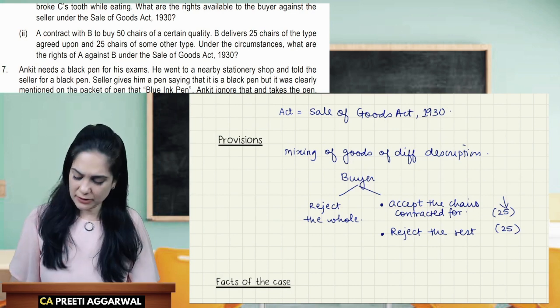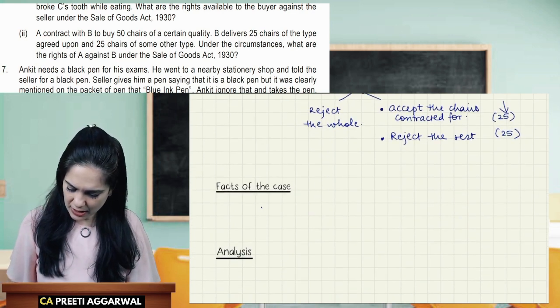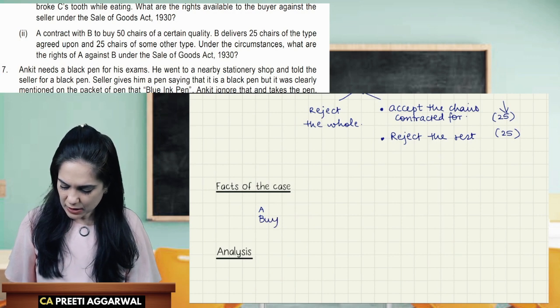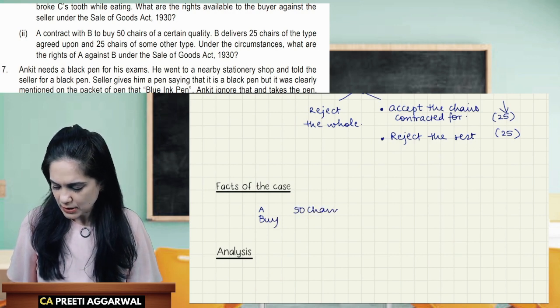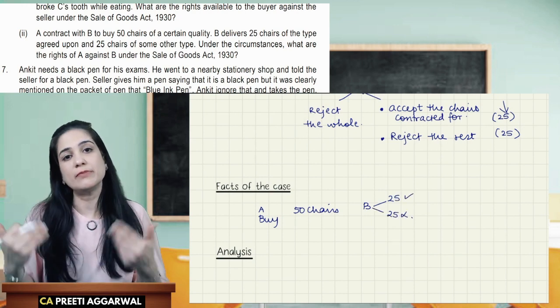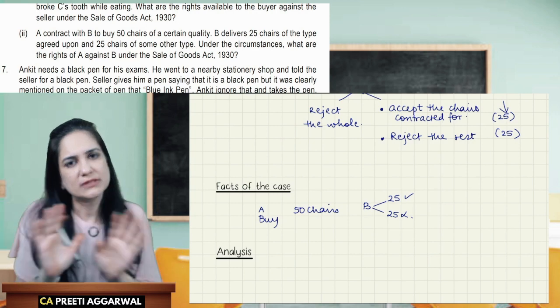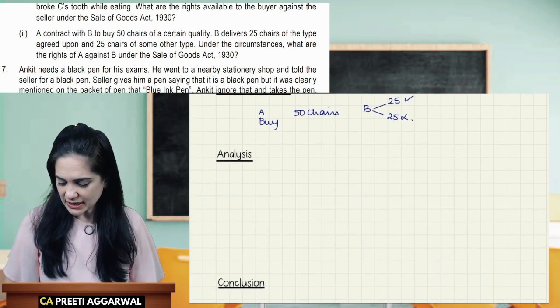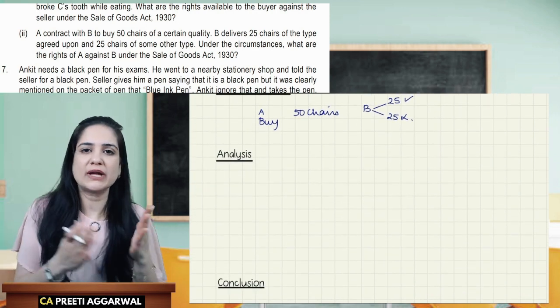A contracted to buy 50 chairs. But B provided 25 chairs which matched the description and 25 chairs which were of some different type. That's it. That is what you need to write over here. What is the analysis? In this case, now you will mention A and B.